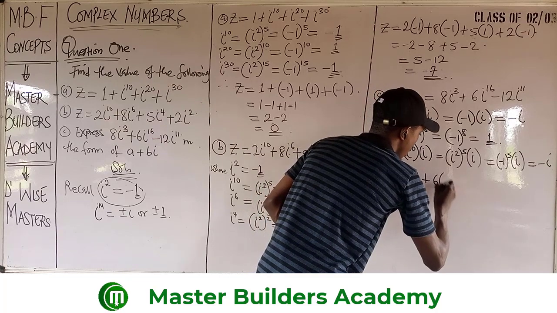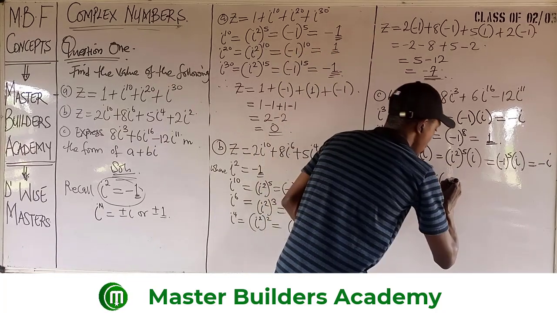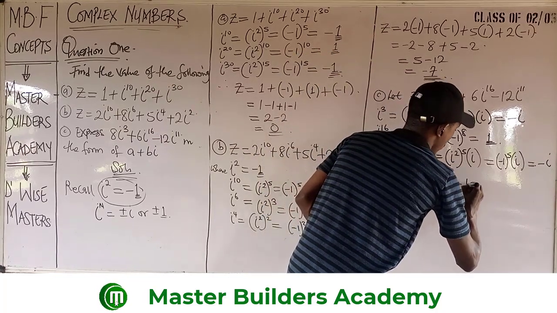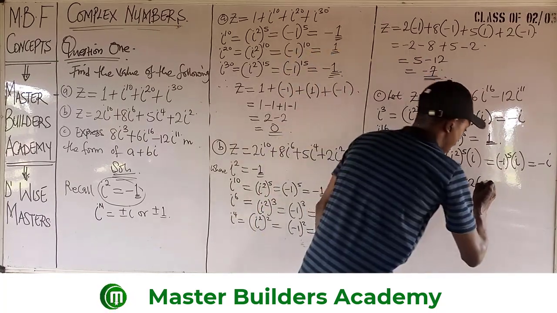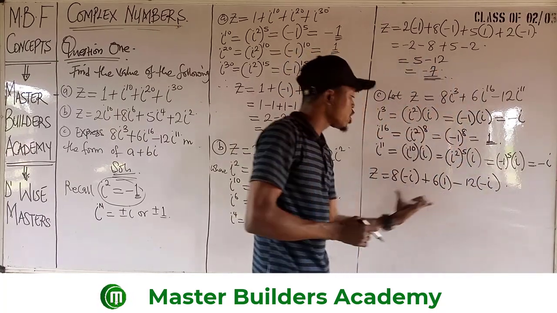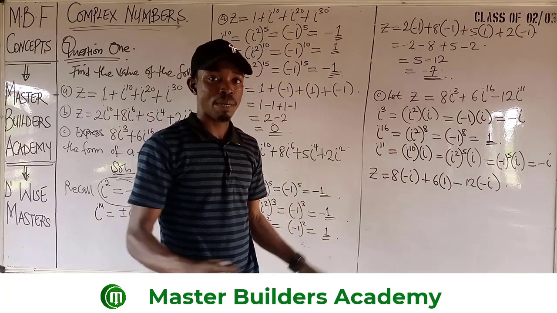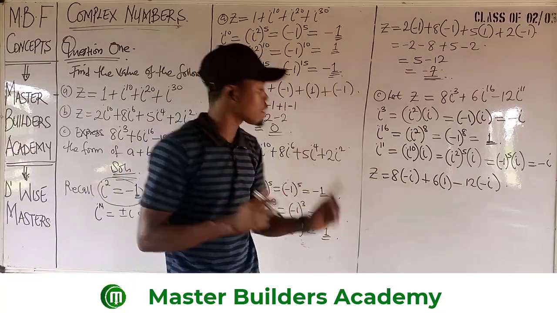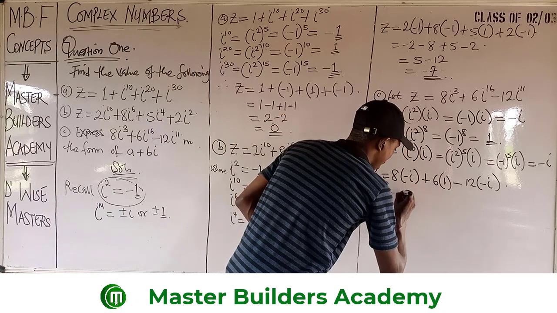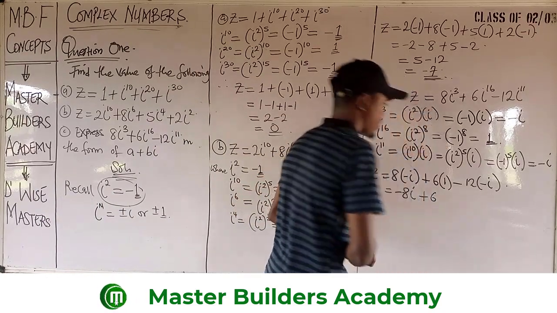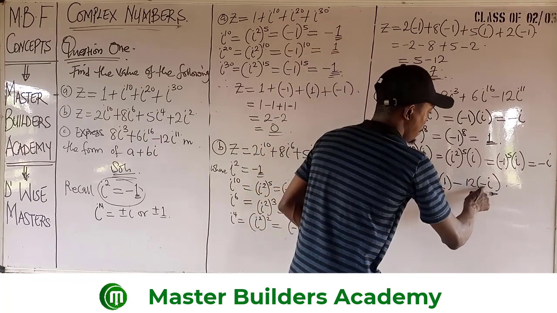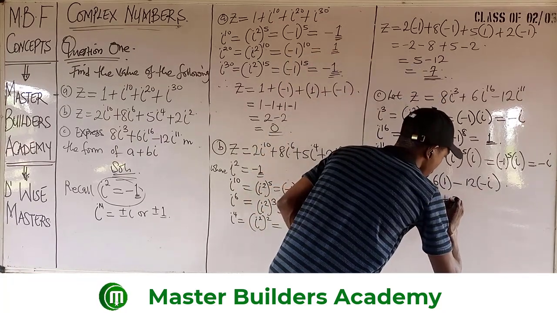Then plus 6 into I raised to the power of 16 is positive 1. Then minus 12 into I raised to the power of negative 11 is negative I. So all we need to do now is to clear up the bracket by expanding this expression, right? And then if we expand this, we have this as negative 8I plus 6 multiplied by 1 is 6, and then minus multiplied by minus is positive.